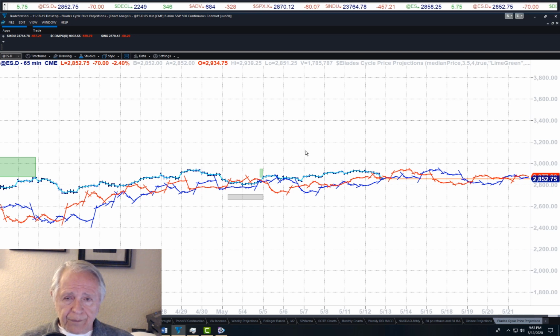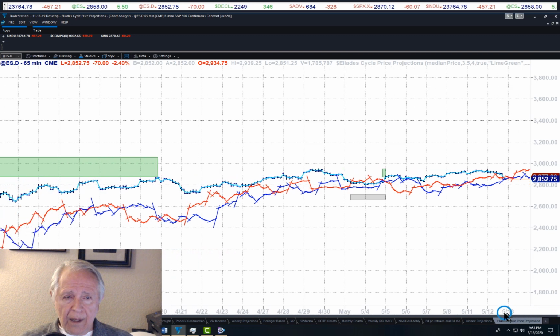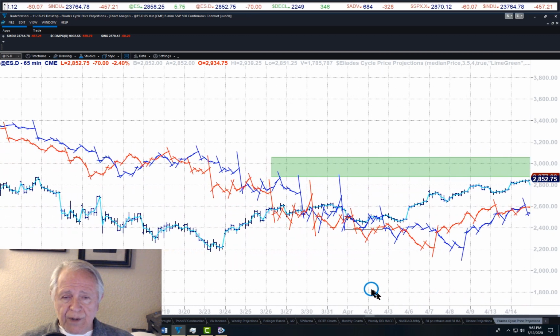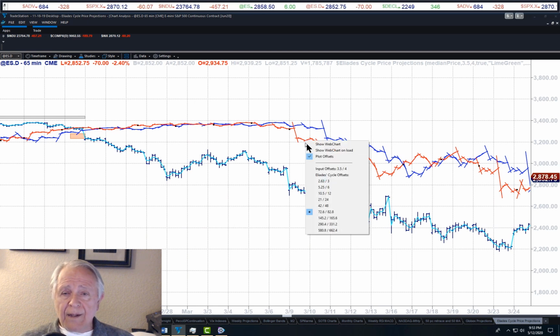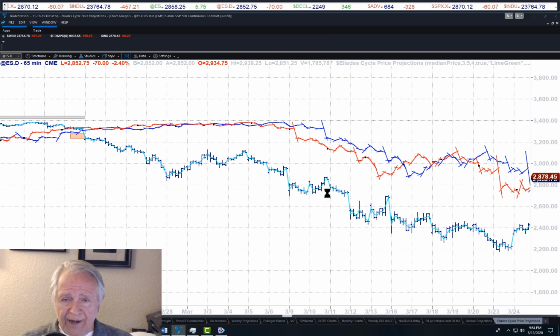So let's take a look. Let's go back on this one a little bit. And you can see the shorter term projections. Okay, now notice again, default projections, how these have changed. These are the default offsets for the 27-minute chart. Starting at the very shortest ones, let's take a look at one of them here, the 10.5 to 12.